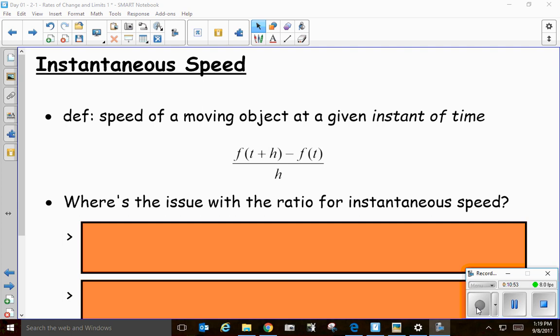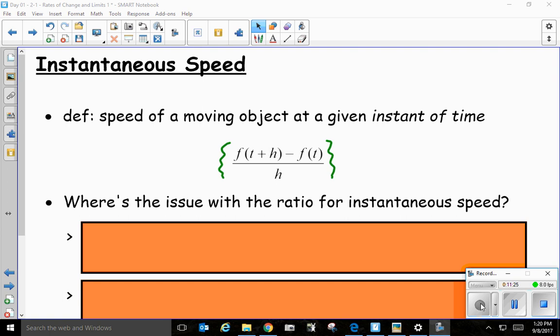Okay? And look, we have our same little fraction, our expression here, f of t plus h minus f of t all over h. Based on what we just did for average speed, what's the problem with this expression for instantaneous speed? I'm going to pause it and give you guys a minute to think about it.